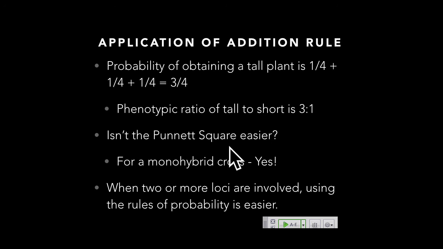Now, it sounds like it's a whole lot easier just to draw the little box, okay? And for a monohybrid cross, that's probably true. But as we start adding more genes in, things get a lot more complicated, and you're going to spend way too much time drawing pictures, and there's a much easier way to go through it, and we can begin to do that by looking at two genes now. We'll get there in a minute. So any questions at this point?